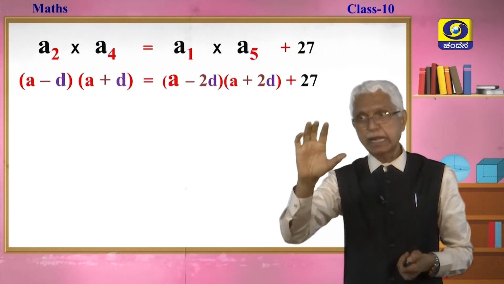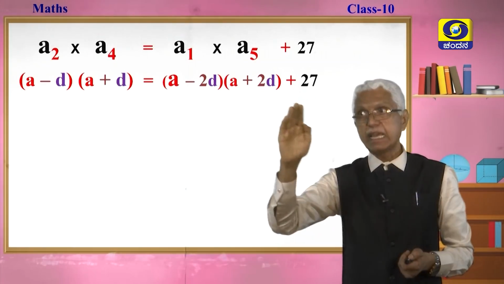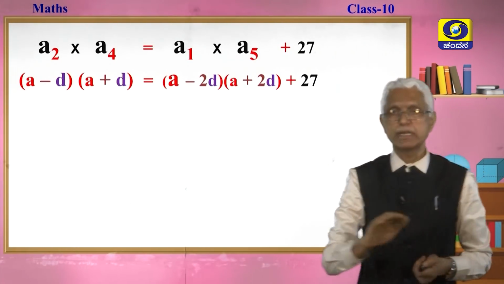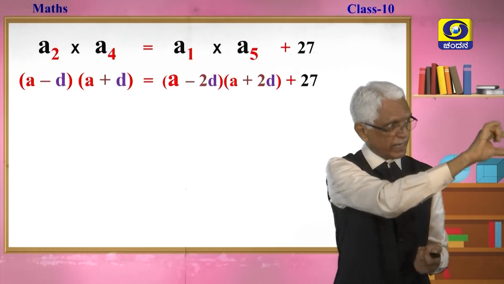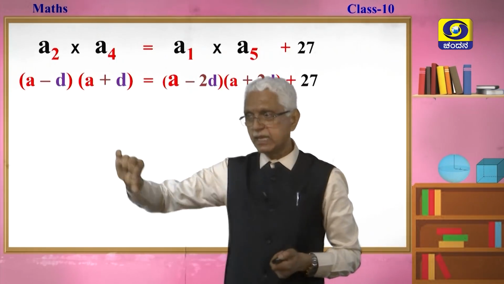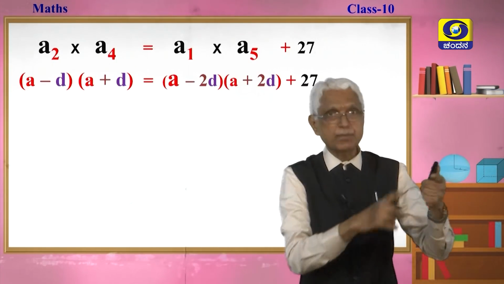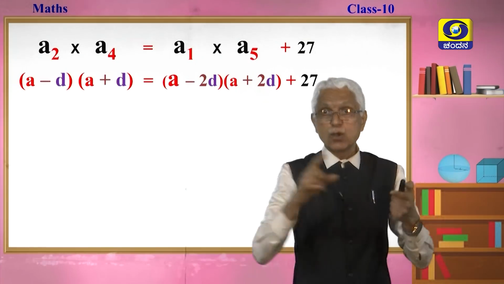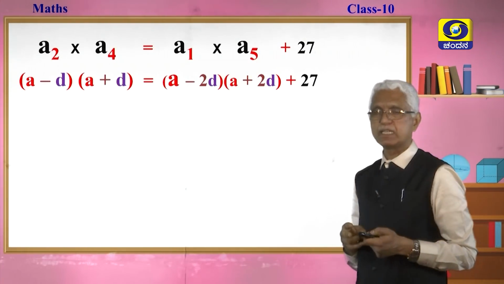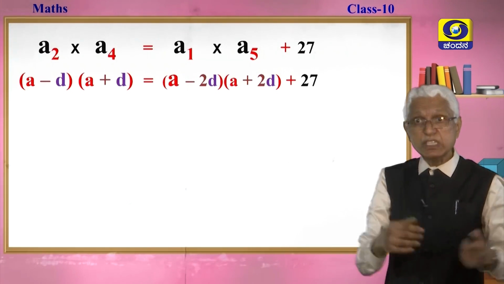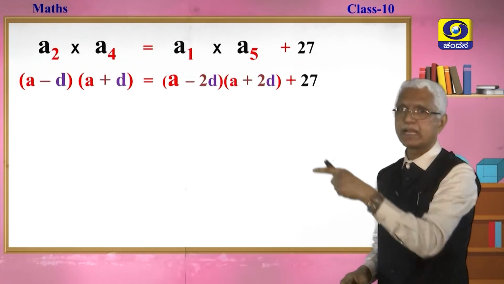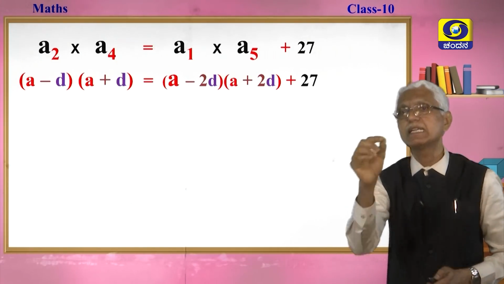You need to know that the five terms are a minus 2d, a minus d, a, a plus d, a plus 2d. What was the second term? A minus d. What was the fourth term? A plus d. The product of a minus d and a plus d is equal to... the first term was a minus 2d, the last term was a plus 2d. So, a minus 2d into a plus 2d plus 27.